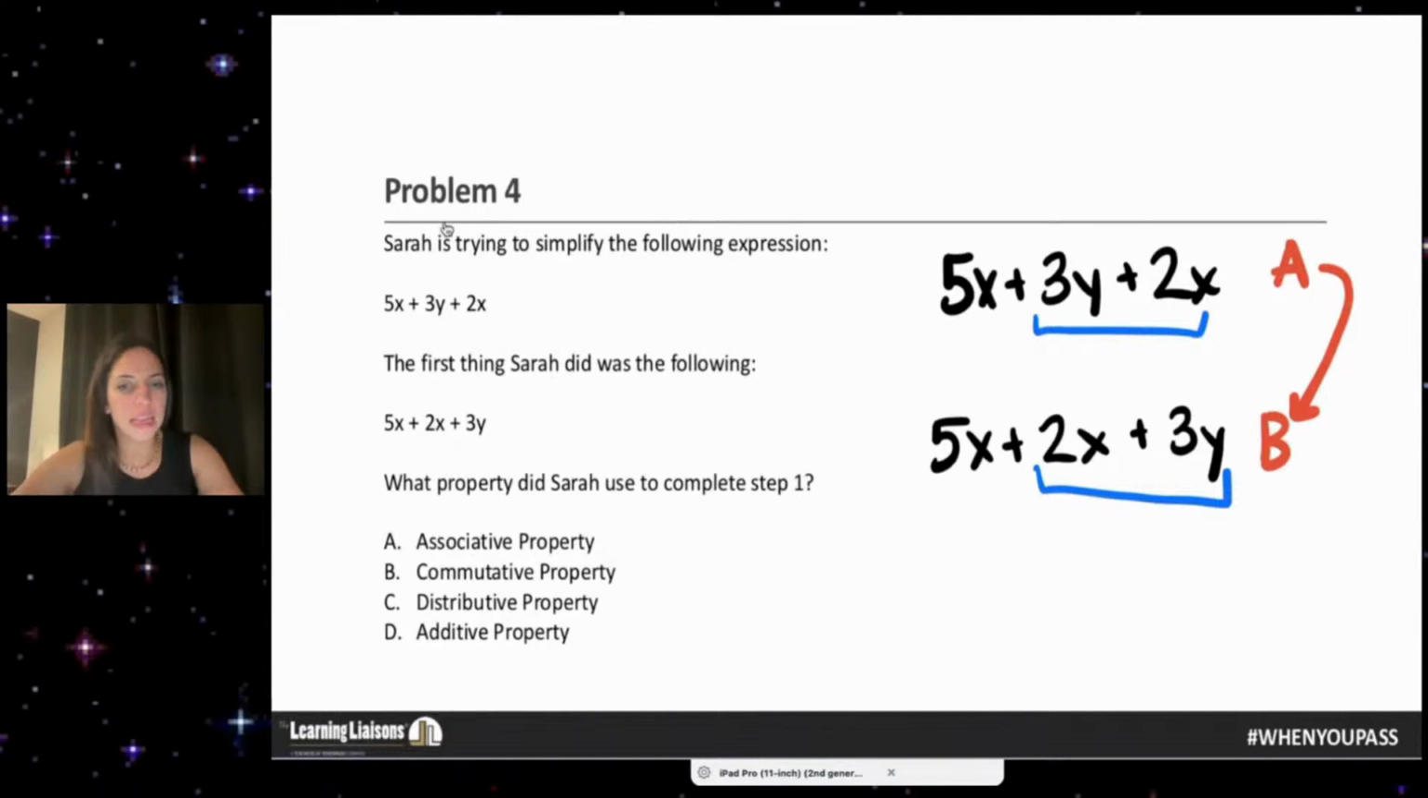Is that associative property, commutative property, distributive property? Which one is it? That is absolutely the commutative property. The commutative property states that we can add items in any order, and it doesn't change the value of the expression. So I can do 5x plus 3y plus 2x. I could do 2x plus 5x plus 3y. I can do 3y plus 5x plus 2x, and we're always going to get the same answer.